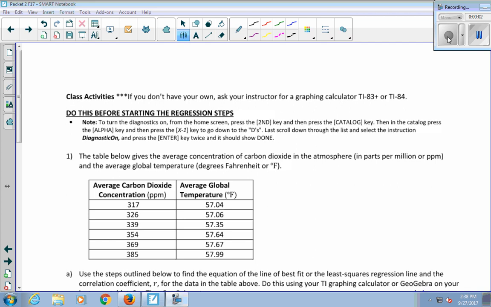Lesson 16 class activities for Math 107 College Algebra.